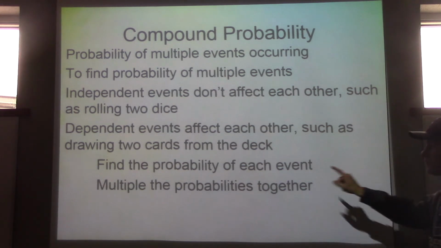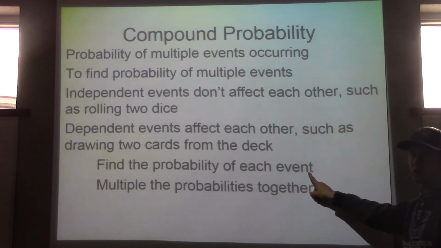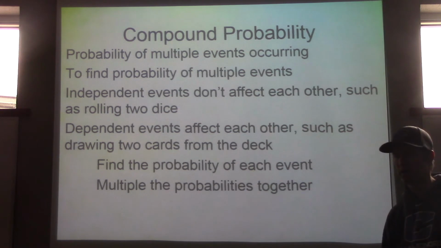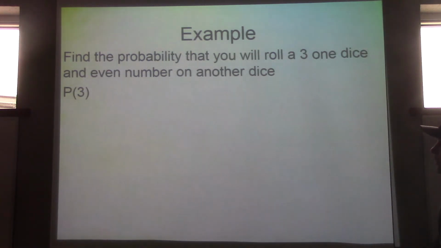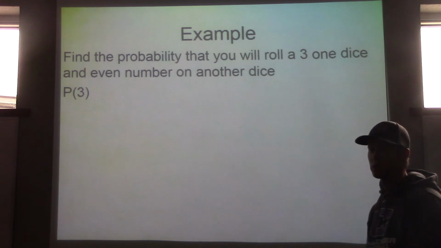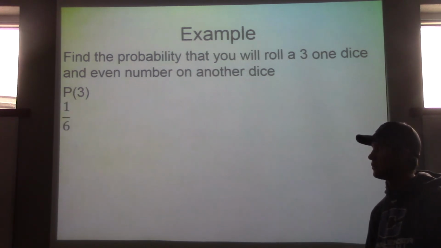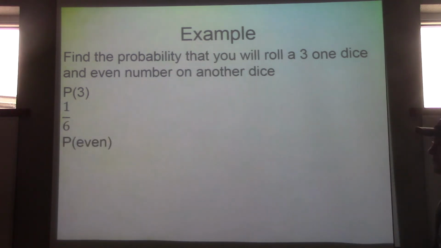So what we're going to do is find the probability of each event occurring, and then we multiply those 2 probabilities together, and that's how we find the total. So find the probability that you roll a 3 on one dice and an even number on another dice. Okay, so what's the probability of rolling a 3? Well, there's only one 3 on a dice, so that'd be 1 out of 6.